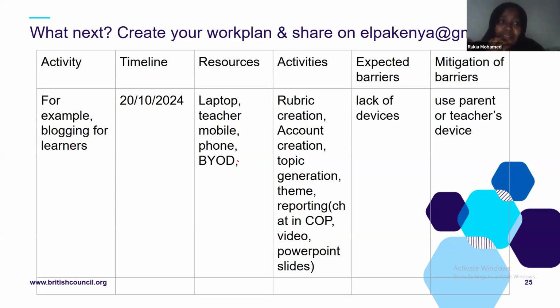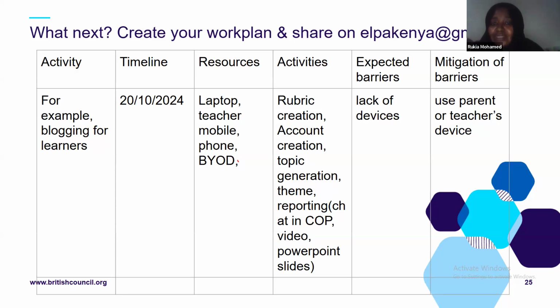So an example is you may choose blogging, for example, for learners. So what's your timeline? Because when you have a timeline, then you can implement something. What resources do you need? You remember when we were talking about the framework for reflection, you need to ask yourself, when you're going to do it practically, what's at your disposal? So for example, for blogging, you can use your laptop, you can use your mobile phone. If it's a tertiary institution, maybe you allow learners to come with their own devices and the like.